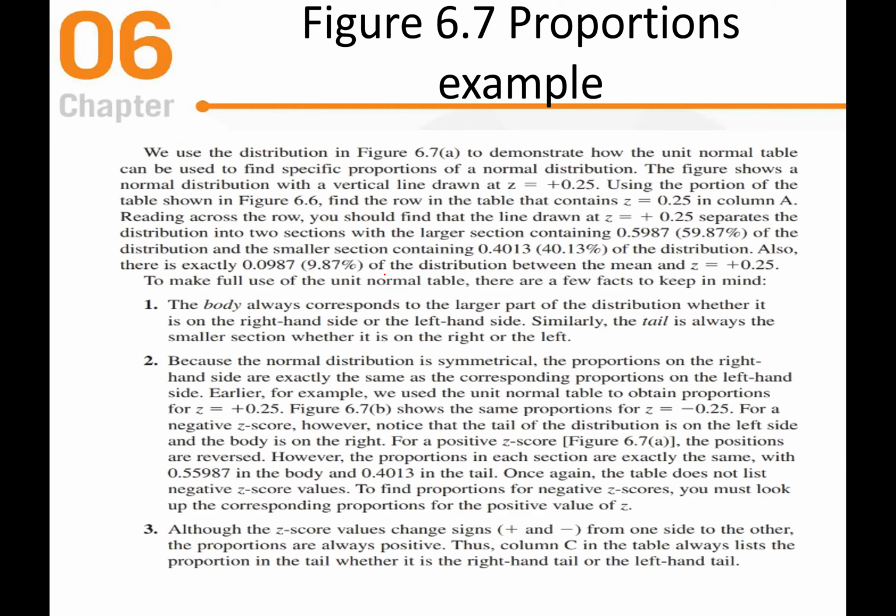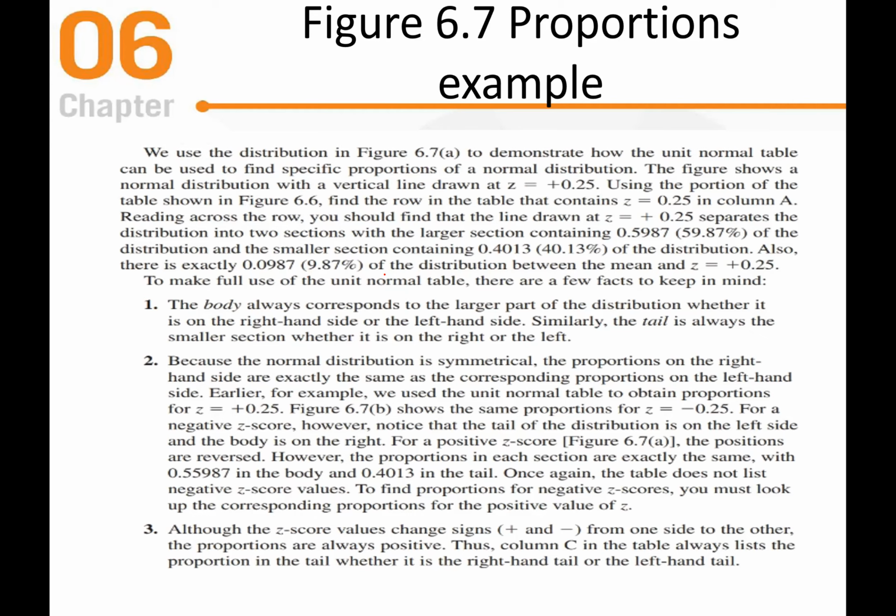And so our unit normal table does not list negative z-scores. So in order to solve problems with negative z-scores, you must look at the positive value of the z-score and understand that what you are looking for is a negative z-score, all right?